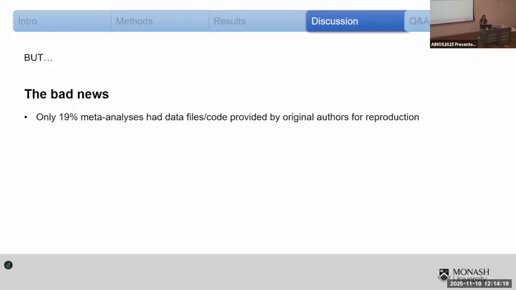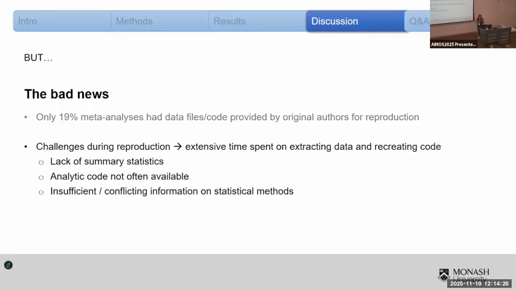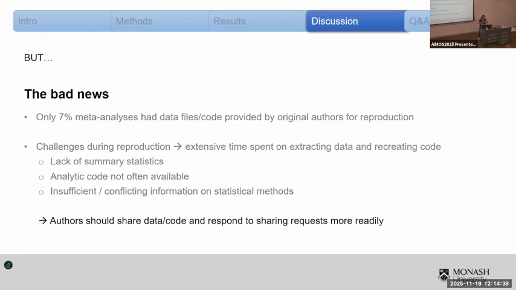But we had some challenges during the reproduction because of the lack of availability of data or code. Because of that, we really had to spend a lot of time extracting the data from the studies and trying to recreate the code. And it goes back to my original point: we would really love it if the authors could make all this data and code available to the public in the first place, so that it makes future reproduction efforts easier.